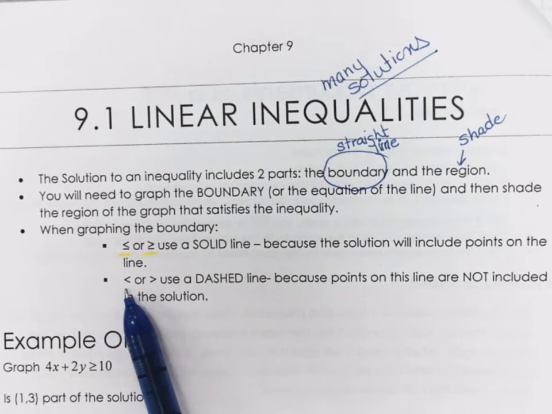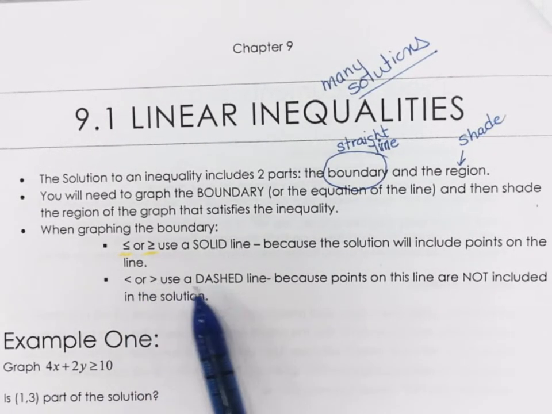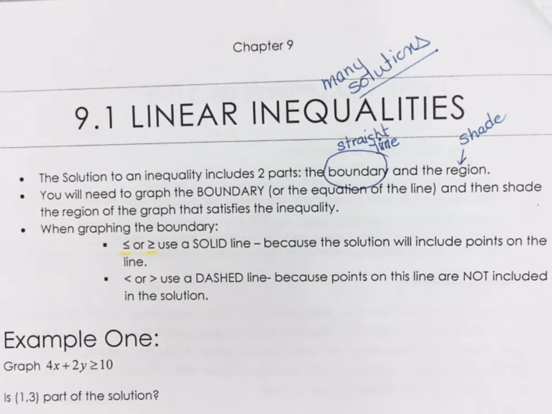Now, if I don't have that, if I just have a greater than or less than sign, we're going to use a dash line because any points on the line are not included. Does that make sense to everybody? Like, let's talk about X.